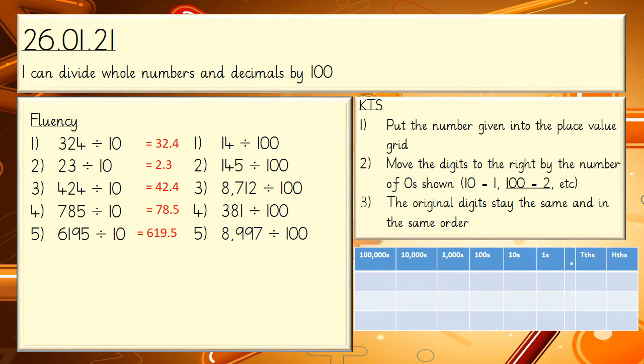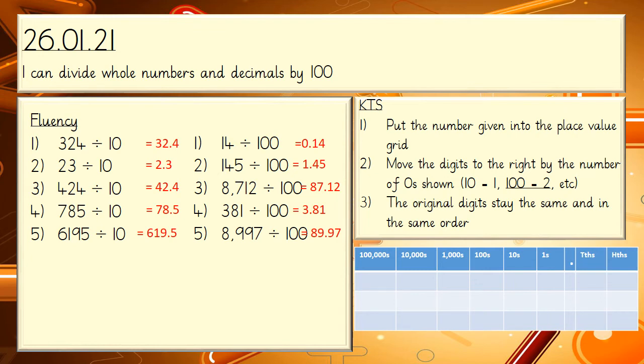Now let's have a look at dividing by 100. 14 divided by 100 would be 0.14. 145 divided by 100 would be 1.45. 8,712 divided by 100 would be 87.12. 381 divided by 100 would be 3.81, and 8,997 divided by 100 would be 89.97.